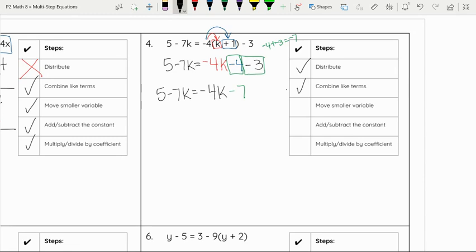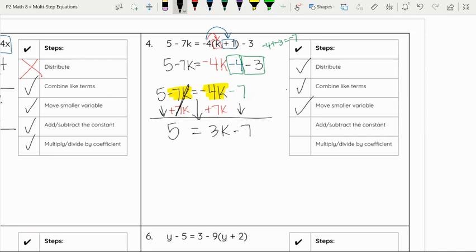Step 3 is to move the smaller variable. So the smaller variable here, I have my two variables are negative 7k and negative 4k. The smaller one is negative 7k, so to get rid of that, I'm going to add 7k to both sides. Going to bring down the 5. Negative 7 plus 7 is 0. Bring down the equal sign. Negative 4k plus 7k is 3k. And bring down the minus 7.